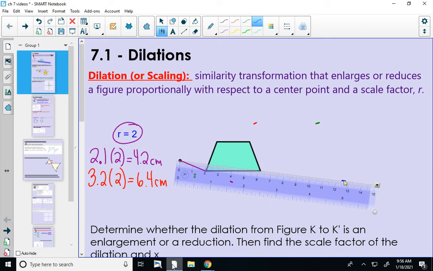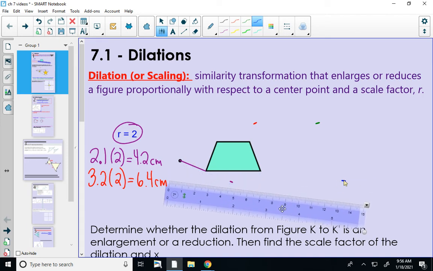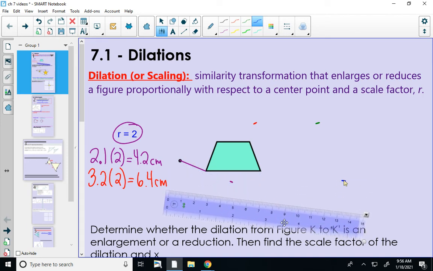And then I'm going to move my ruler out of the way, and I'm going to connect all these points. And you can use your ruler to connect the points so you have some nice straight lines. So that's my new trapezoid. It got twice as big and twice as far away from my center of rotation.